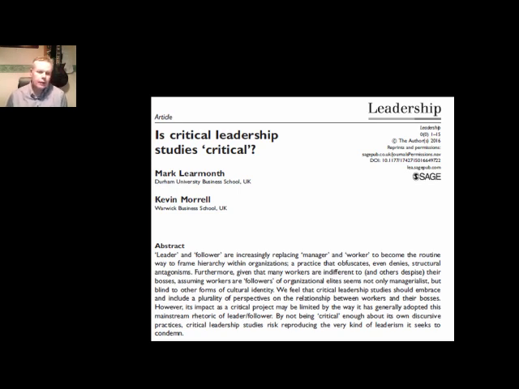In this paper, Critical Leadership Studies, which was led by Mark Learmonth, we were taking work that had already been published and treating it as a story and looking at it as being problematic, just in the way that it used the term leadership. So this was very much about the rhetoric of leader, what's happening when we use the word leader or leadership.